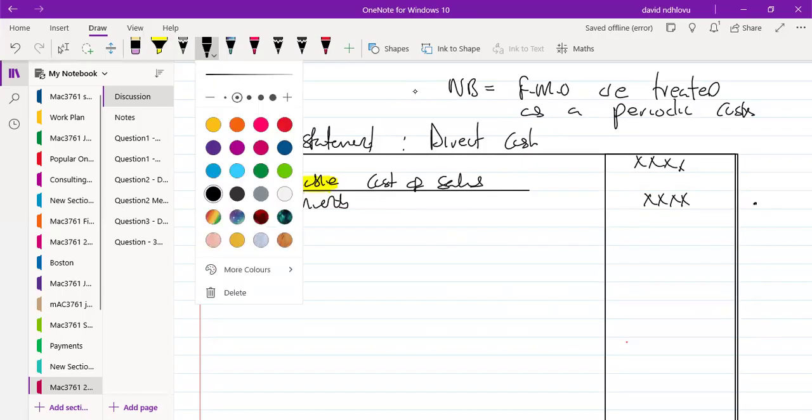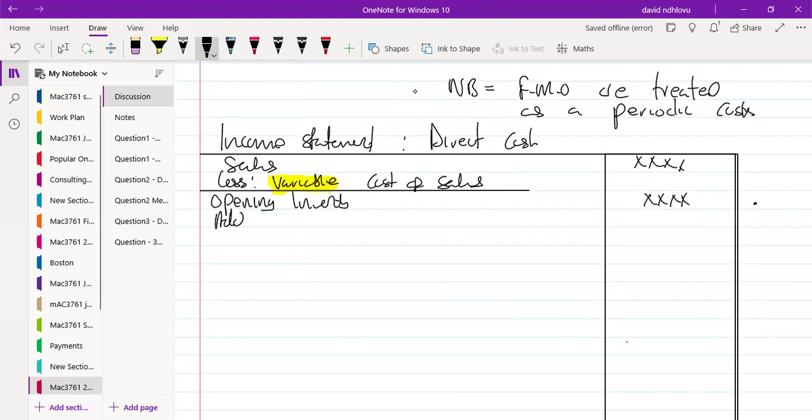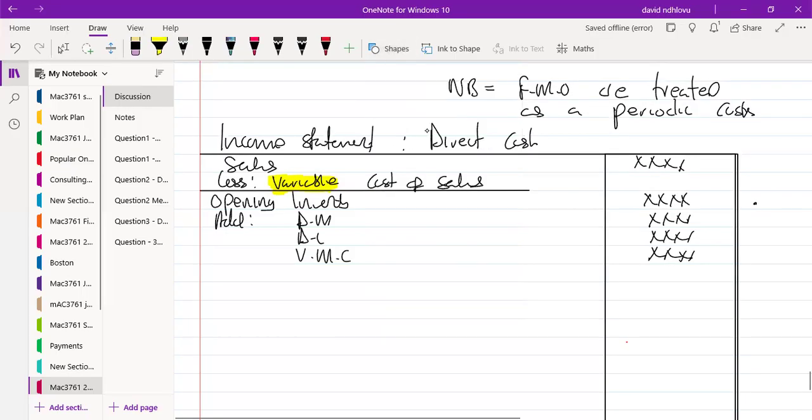Right, then you say add. It will be direct material, direct labor, and variable manufacturing overhead. So you don't include the fixed manufacturing overhead cost here. Right, then you will have your total.